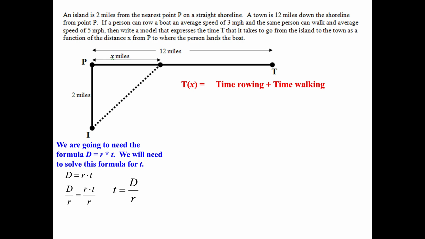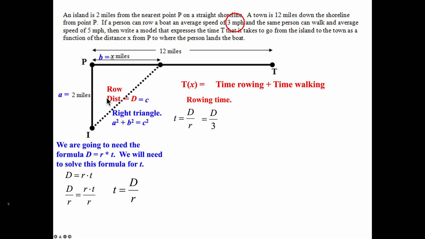What we're going to have to do is find the distances. So if we do our rowing time, again, t equals d over r. We know that the rate for rowing is 3, so we'll put that in for r. The distance I need to find, again, I'm guessing it's this dotted line, which is forming a right triangle. And so I think we're going to use the Pythagorean theorem here. I'm going to let a equal 2, b is going to represent the x, and the c will be our capital D, the distance.